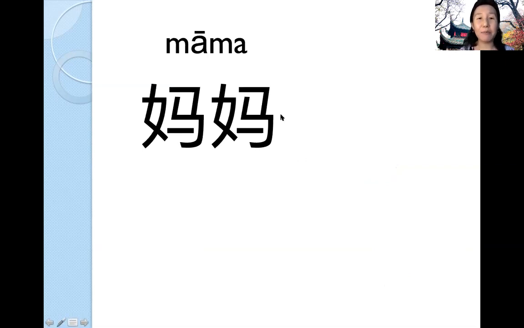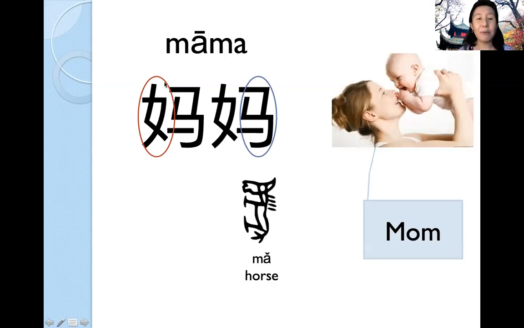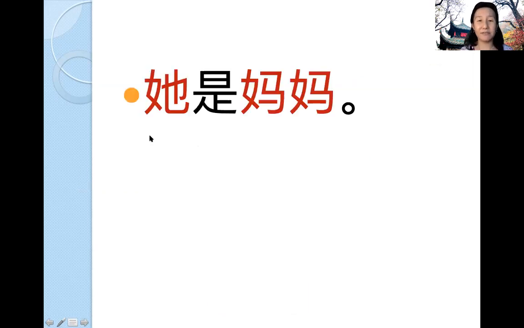妈妈. And remember, this second ma is a neutral tone, so it doesn't have a tone mark on it. We've learned this from the pinyin lesson, and we know it means mom. And note that the left part is the radical, giving the meaning of this character, whereas the right part gives the sound, ma, horse. So this whole character, ma, is a phonetic-semantic character.